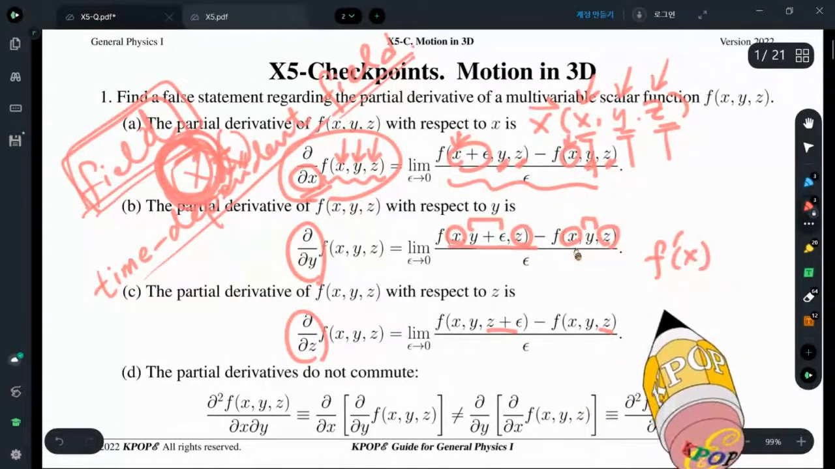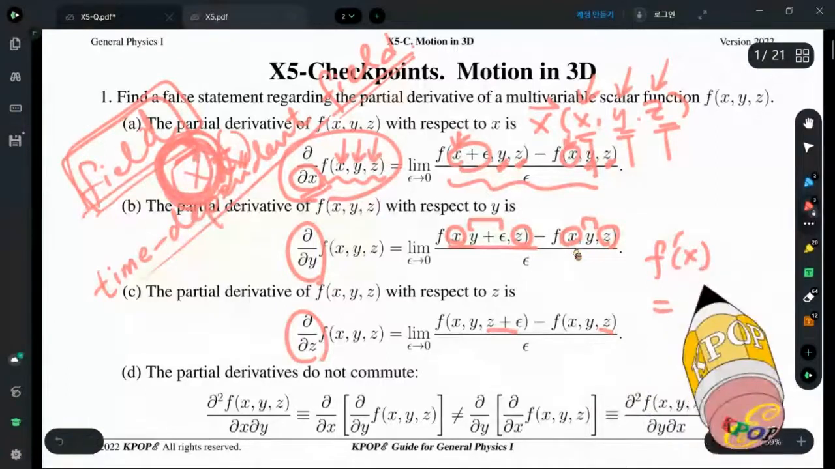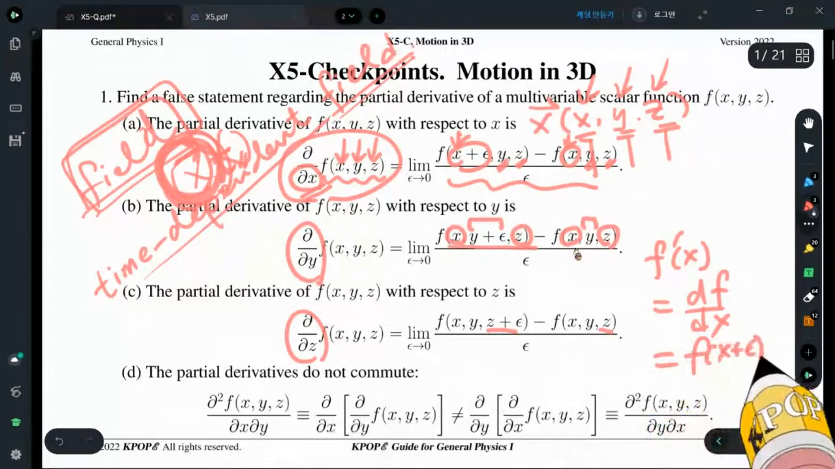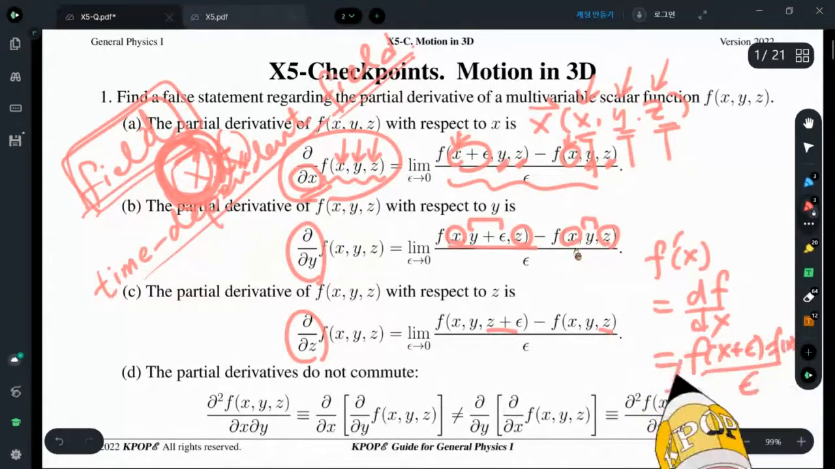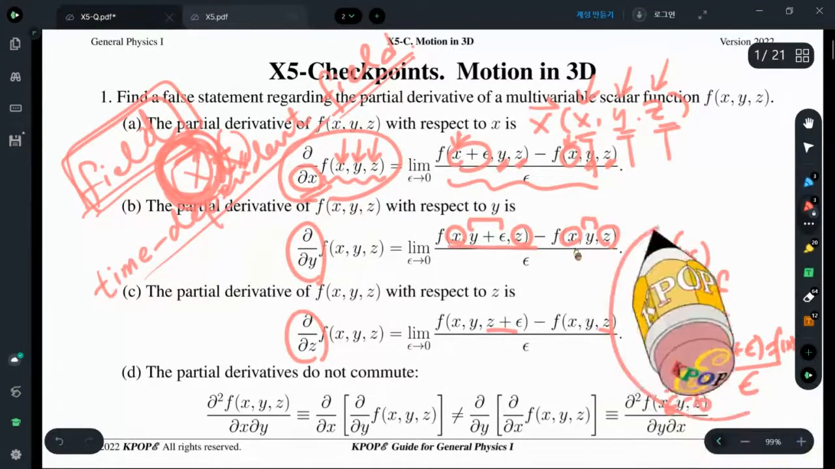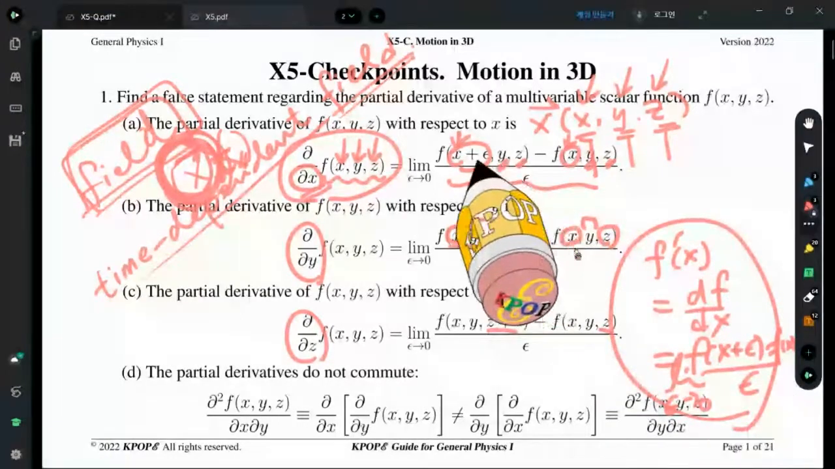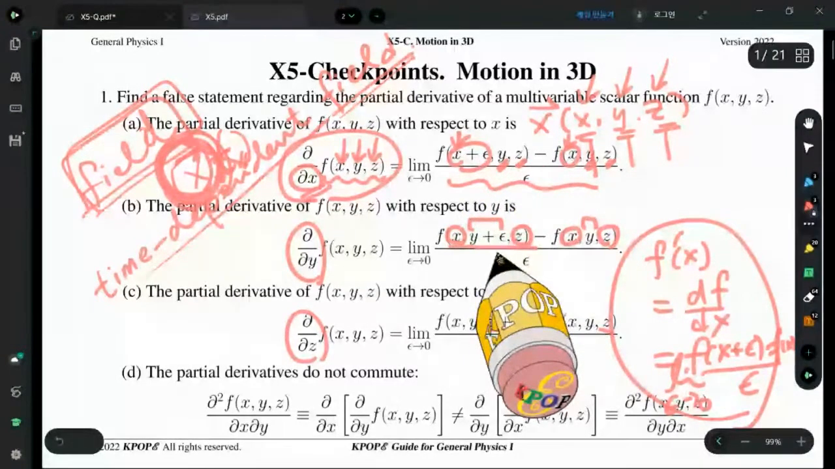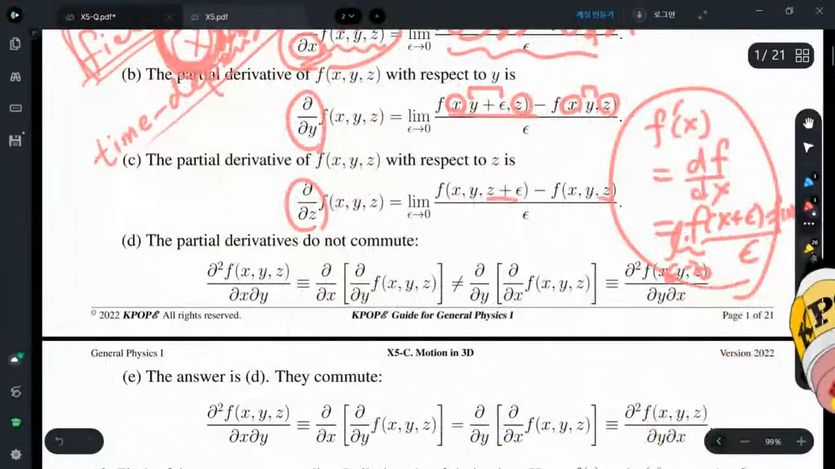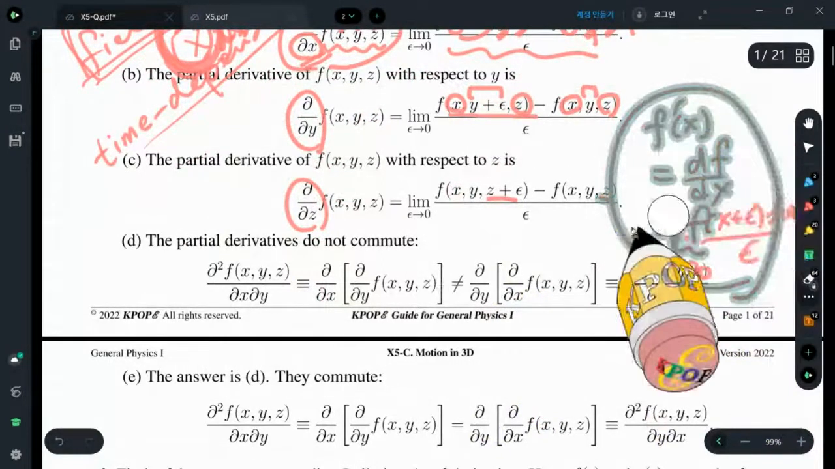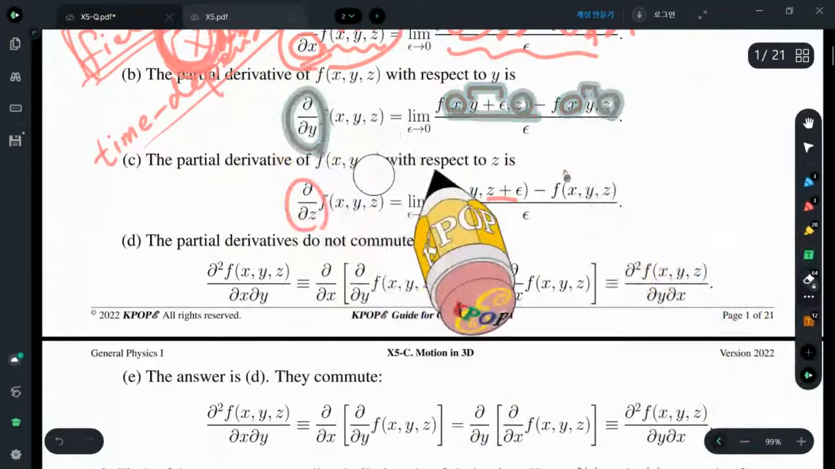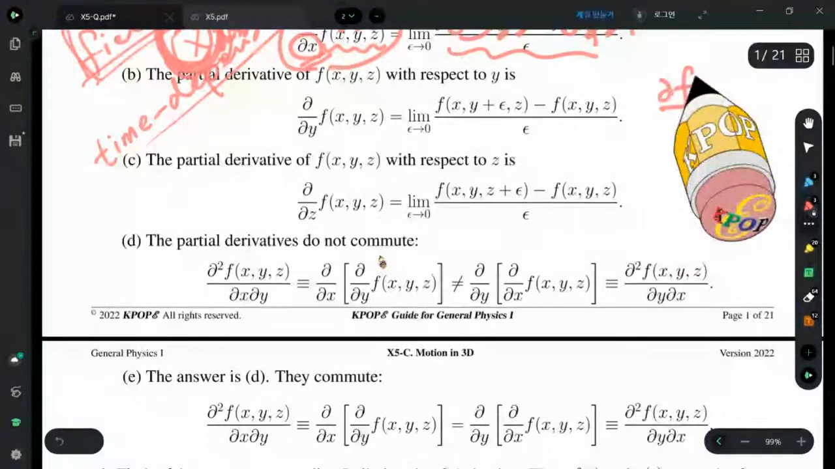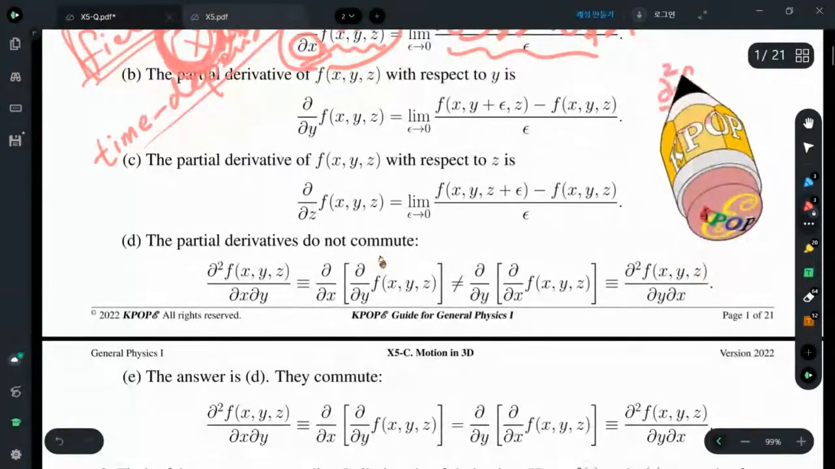What you learned in high school, for a single variable function, is df/dx, that is f of x plus epsilon minus f of x, divided by epsilon, as the limit epsilon goes to 0. So this is the same, but we have multivariable functions in physics. It is also possible to take a double derivative, for example, I can take the derivative of f by x twice.